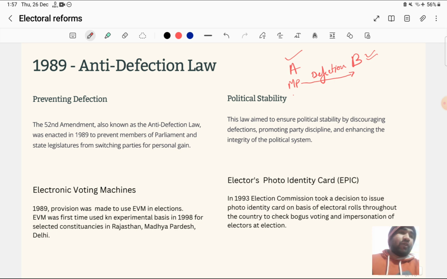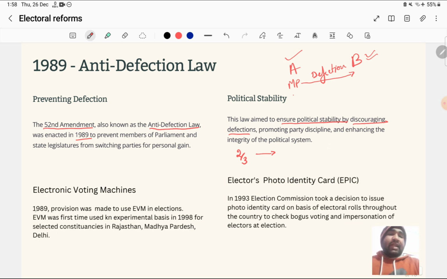Thus an anti-defection law was required, and the 52nd Amendment was done in 1989, and this amendment is also known as the anti-defection law. It prevented members of Parliament and state legislature from switching parties for personal gain. It ensured political stability by discouraging defection, and at present only if two-thirds of the members of a party are in favor of merger, then only they can go from one party to another. Otherwise, in other cases, it will be considered defection.